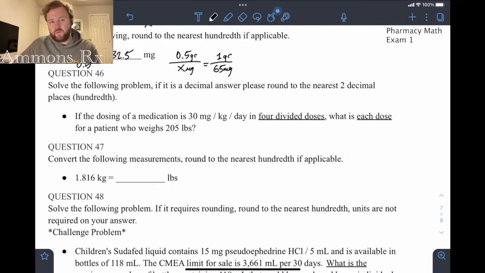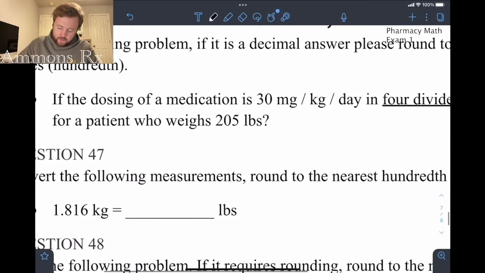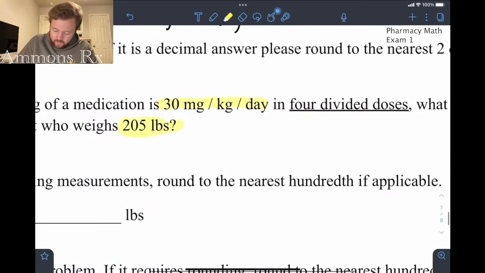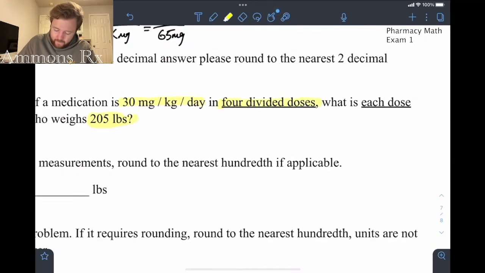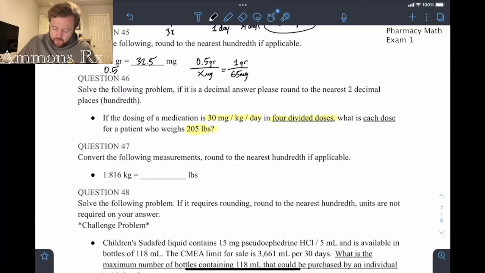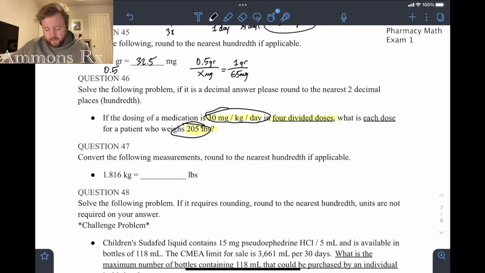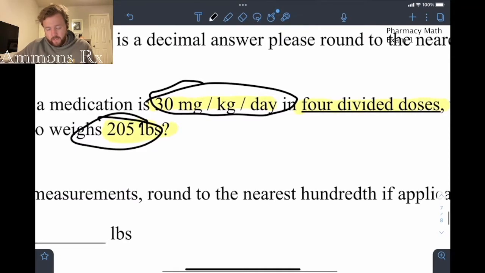Okay, now this one I believe confused some people because it says 4 divided dose. What is each dose for a patient who weighs that many pounds? So this is an early glimpse of weight-based calculation, which we'll get to. And I'll show you how we do that. Okay, so right there, this is going to be our dosage. You can see that it's milligrams per kilogram per day. So that means for every kilogram this person weighs, they'll get 30 milligrams in that day.